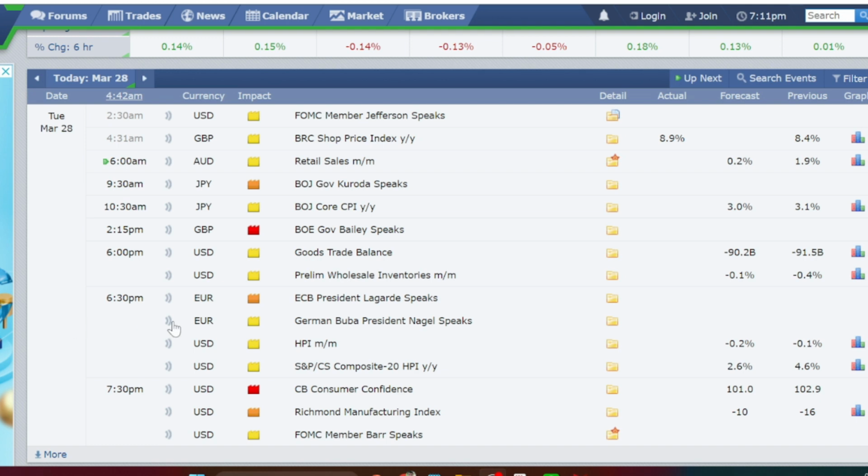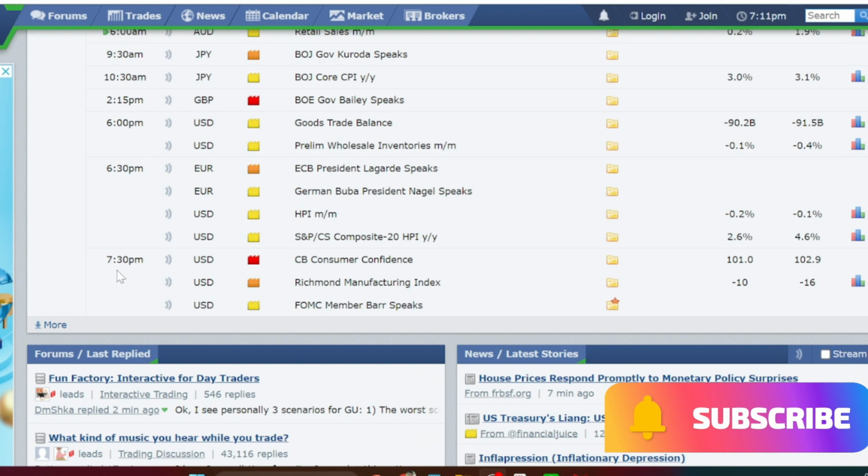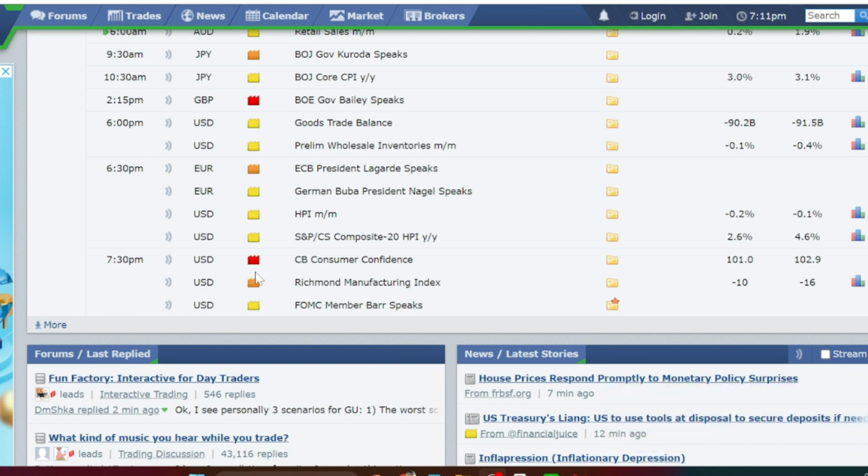So when we look at the economic events plan for today, Tuesday, March 28th: at 9:30 AM we have medium impact news for Japanese yen related currency pairs. At 2:15 PM we have high impact news for British pound related currency pairs. At 6:30 PM we have medium impact news for euro related currency pairs. And from 7:30 PM we have high impact and medium impact news for US dollar related currency pairs.